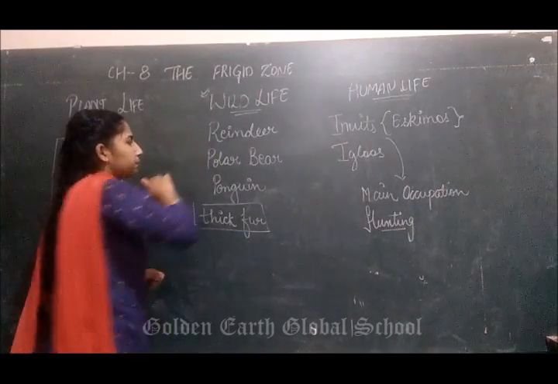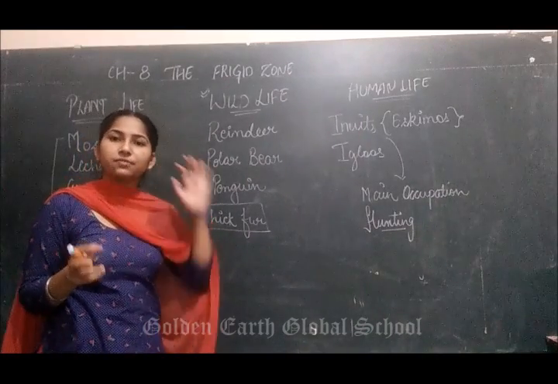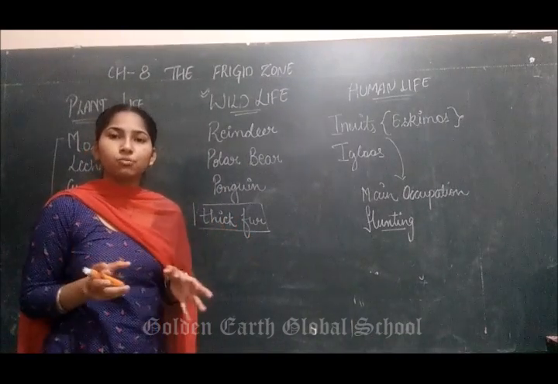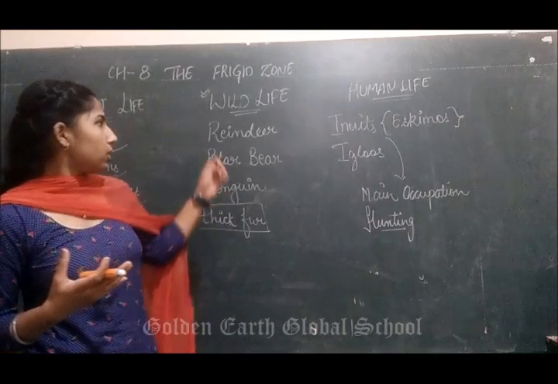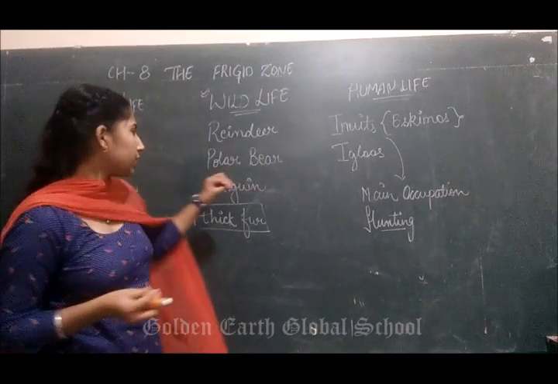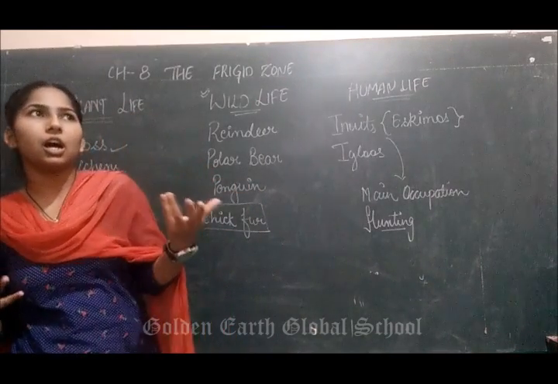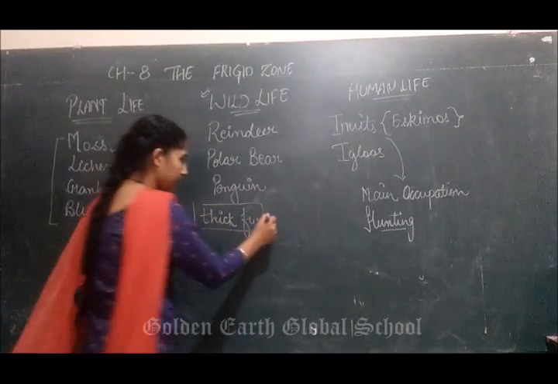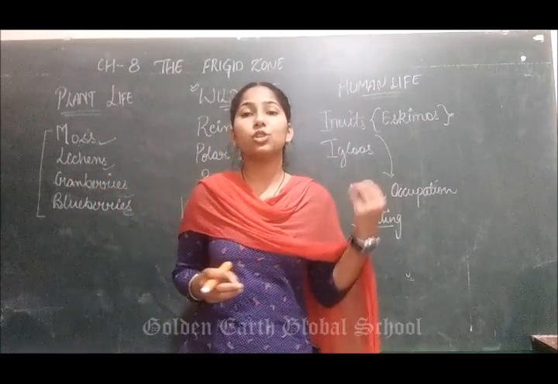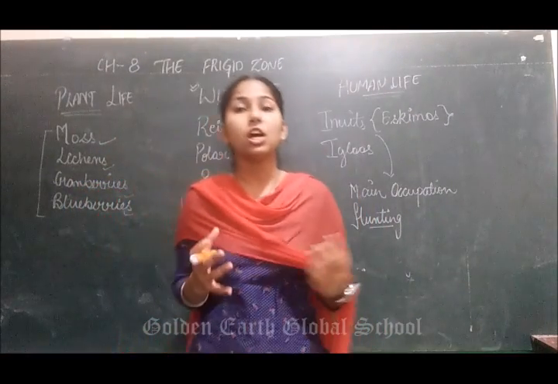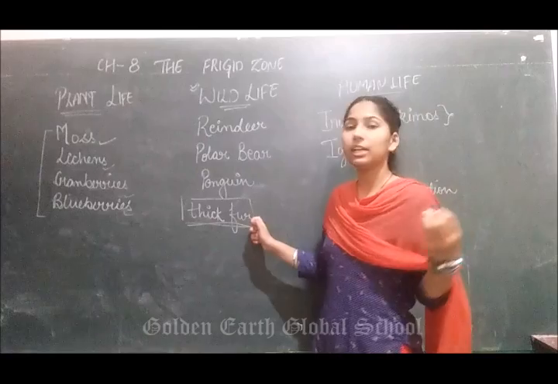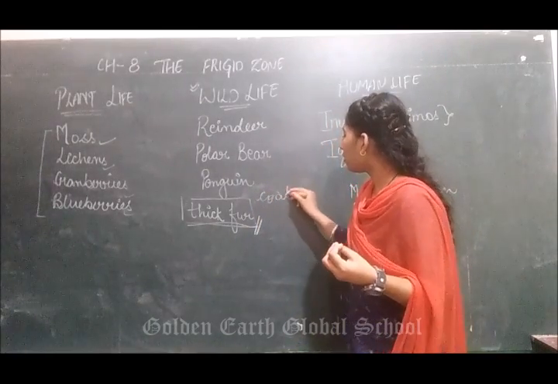Now, talking about the wildlife. As the climate is very harsh in the frigid zone, therefore it is very difficult for animals as well as humans to survive in such a climate. Therefore, there are few animals which have adapted themselves to live in such a harsh and difficult climate. Now, how they have adapted? The animals in the frigid zone have adapted themselves to live in the harsh climate. They have grown a thick fur layer, a coat, we can say, or a layer.